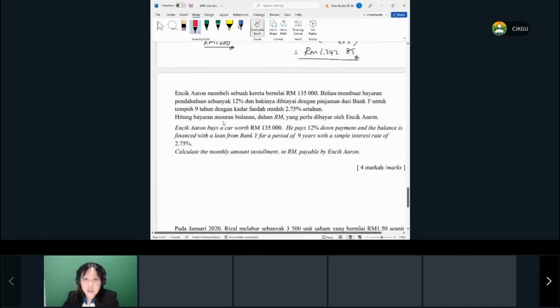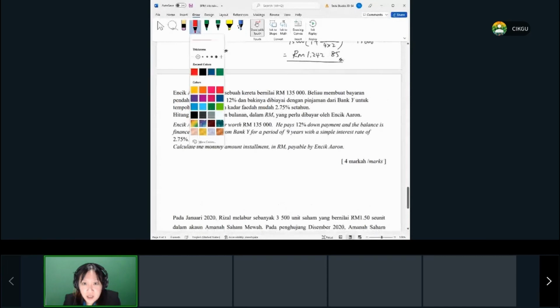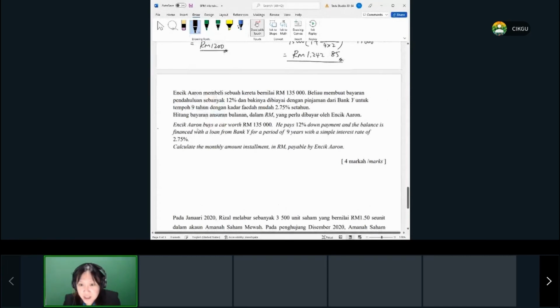All right, what they say. This Encik Aaron wants to buy a car. This car, definitely some overseas car, maybe Honda Civic. I don't know. Can buy Honda Civic. Whether can buy Merc or not, still cannot. Merc is much more expensive than this.